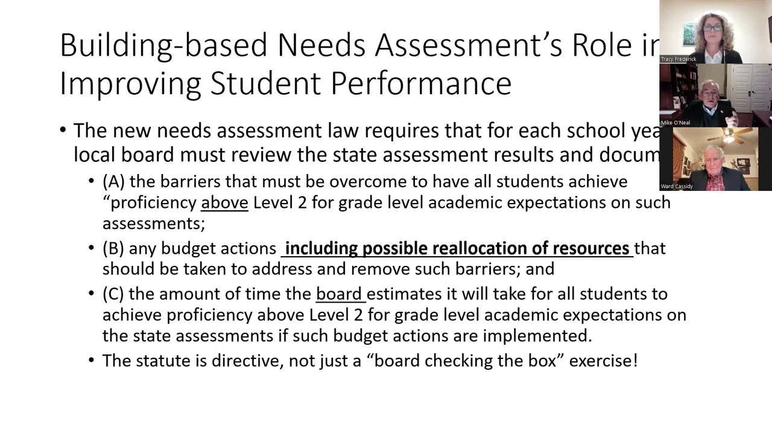So the statute requires that the board must review the state assessment results and then document these three things. A, the barriers that must be overcome to have all students achieve proficiency above level 2 for grade level academic expectations on such assessments. B, any budget actions, including possible reallocation of resources, that should be taken to address and remove such barriers. And C, the amount of time the board estimates it will take for all students to achieve proficiency above level 2 for grade level academic expectations on the state assessments if such budget actions are implemented.